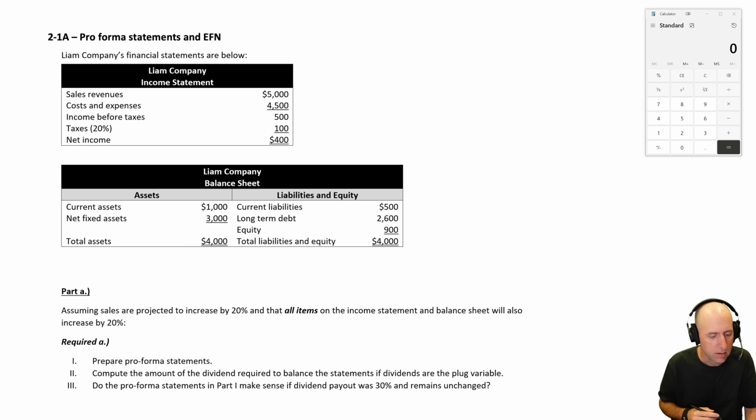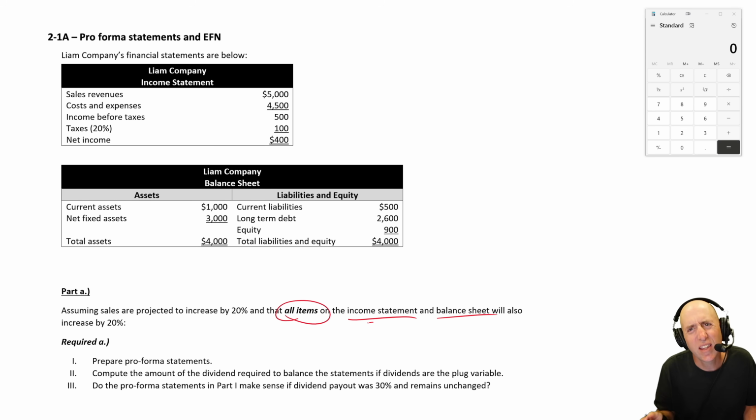So let's go through 21A. Liam Company's financial statements are shown below, and there we have an income statement and a balance sheet. It says, assuming sales are projected to increase by 20% and that all items on the income statement and balance sheet, so all items that we're seeing above, will also increase by 20%. Not the greatest assumption, since some things will go up by more or less than sales, but this is a good starting point, right? Just to learn what financial statements look like with this type of change.